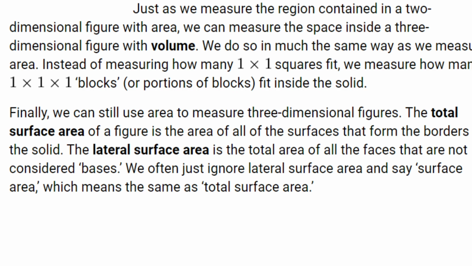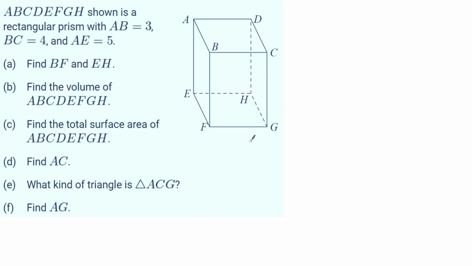Then we have something called surface area, which you could think of as the amount of paint it would take to cover the object. It's the two-dimensional area of the sum of the surfaces of your three-dimensional object. Lateral surface area is the surface area minus the two bases, or the area of all the faces that are not the bases of an object. It sounds a little confusing, but it's really not too hard.